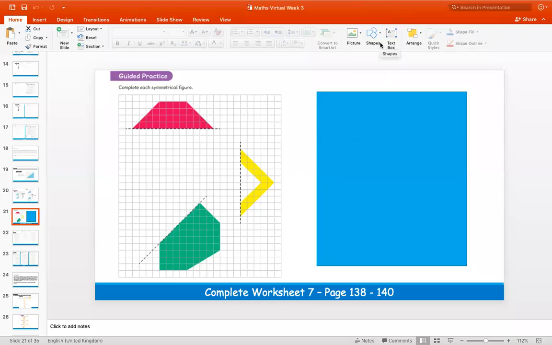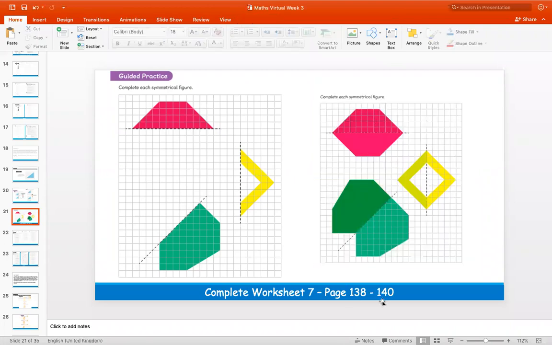Well done, everyone, and let's have a look at our answers for the guided practice. This is how the complete figure should look like. Well done. Remember that you should look at your points and then compare them, count them from the line of symmetry, and then draw your points, and then it's easy to shade the rest of the figure.